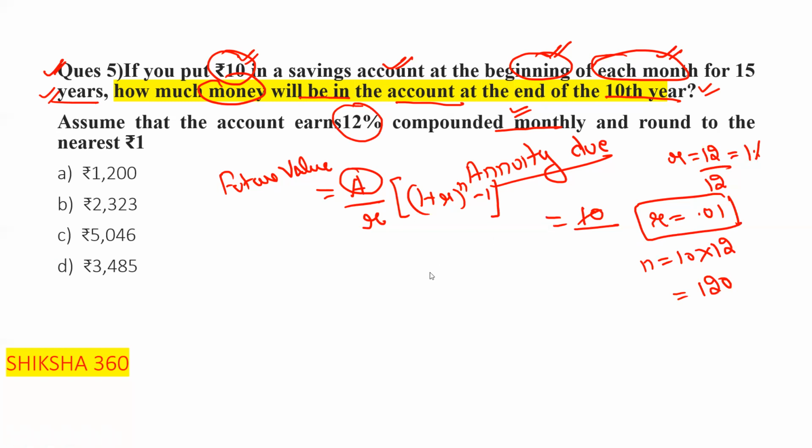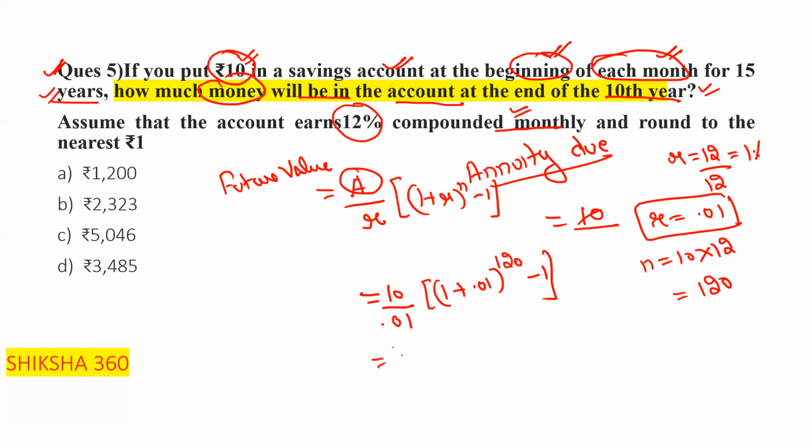Now what you have to do is just put the values in the formula: 10 upon 0.01, into (1 plus 0.01) power 120 minus 1.